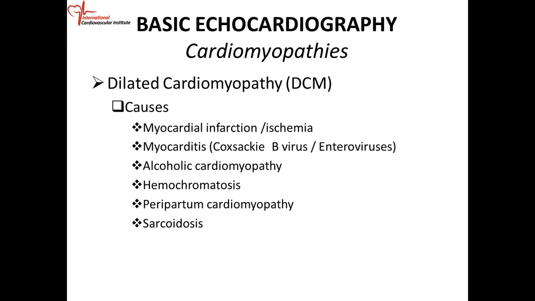Hemochromatosis, that means an iron overload. So if there is iron overload in the body, one of the organs that the iron tends to accumulate in is the heart. So it accumulates in the heart muscle, and it weakens the heart muscle, and the heart muscle can dilate.